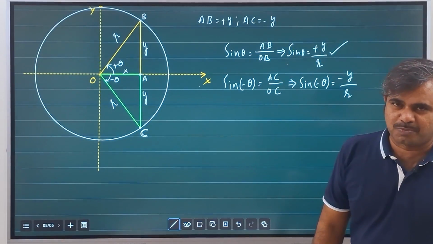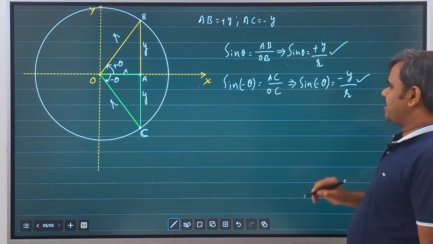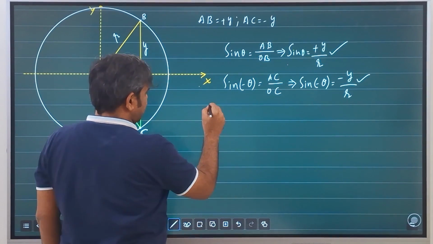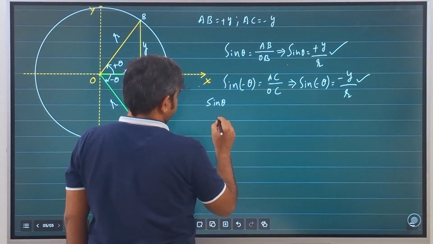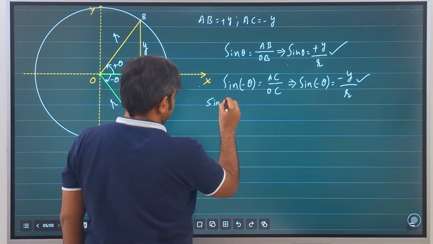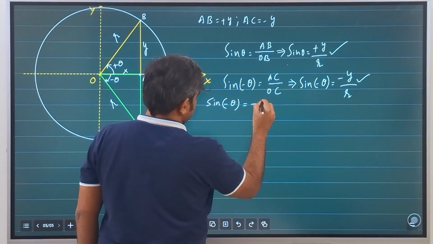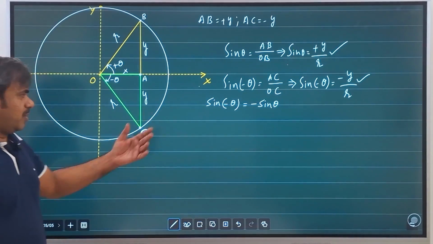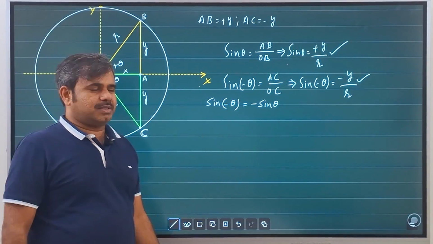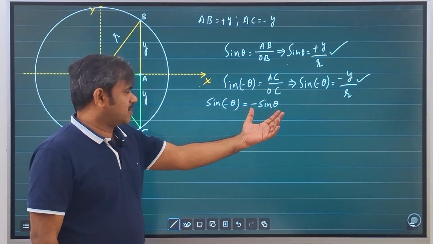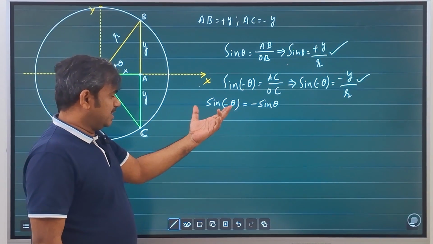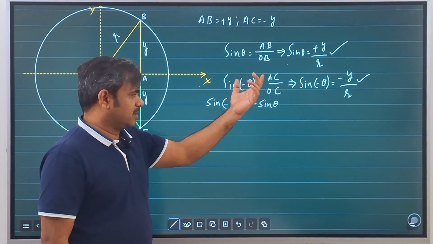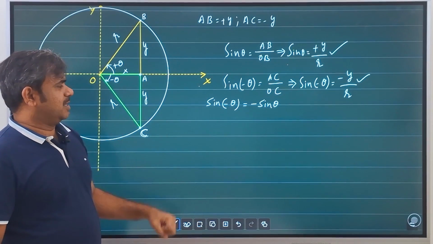Sine theta is equal to plus y by r. Sine minus theta is equal to minus y by r. So it means sine minus theta is equal to minus sine theta. That is why this is an odd function. F of minus x is equal to minus f of x. The function of minus x is equal to minus function of x. Or in this case, it's a function of minus theta. Sine function of minus theta is equal to minus sine function of theta.